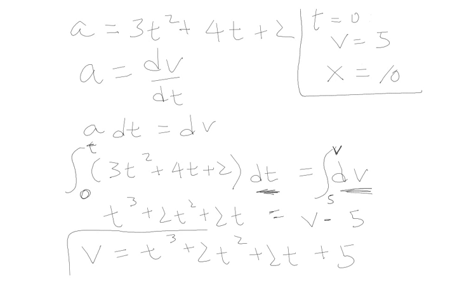So this brings us a step closer. I now have velocity as a function of time, right? I had acceleration as a function of time. I now have velocity as a function of time. I need to go one step further to get position as a function of time, right? So how am I going to do that? So let me go ahead, right? Bring up another page, and let me rewrite that velocity equation that we had. Right? So we have velocity is equal to t cubed plus 2t squared plus 2t plus 5, right? And we want position as a function of time.